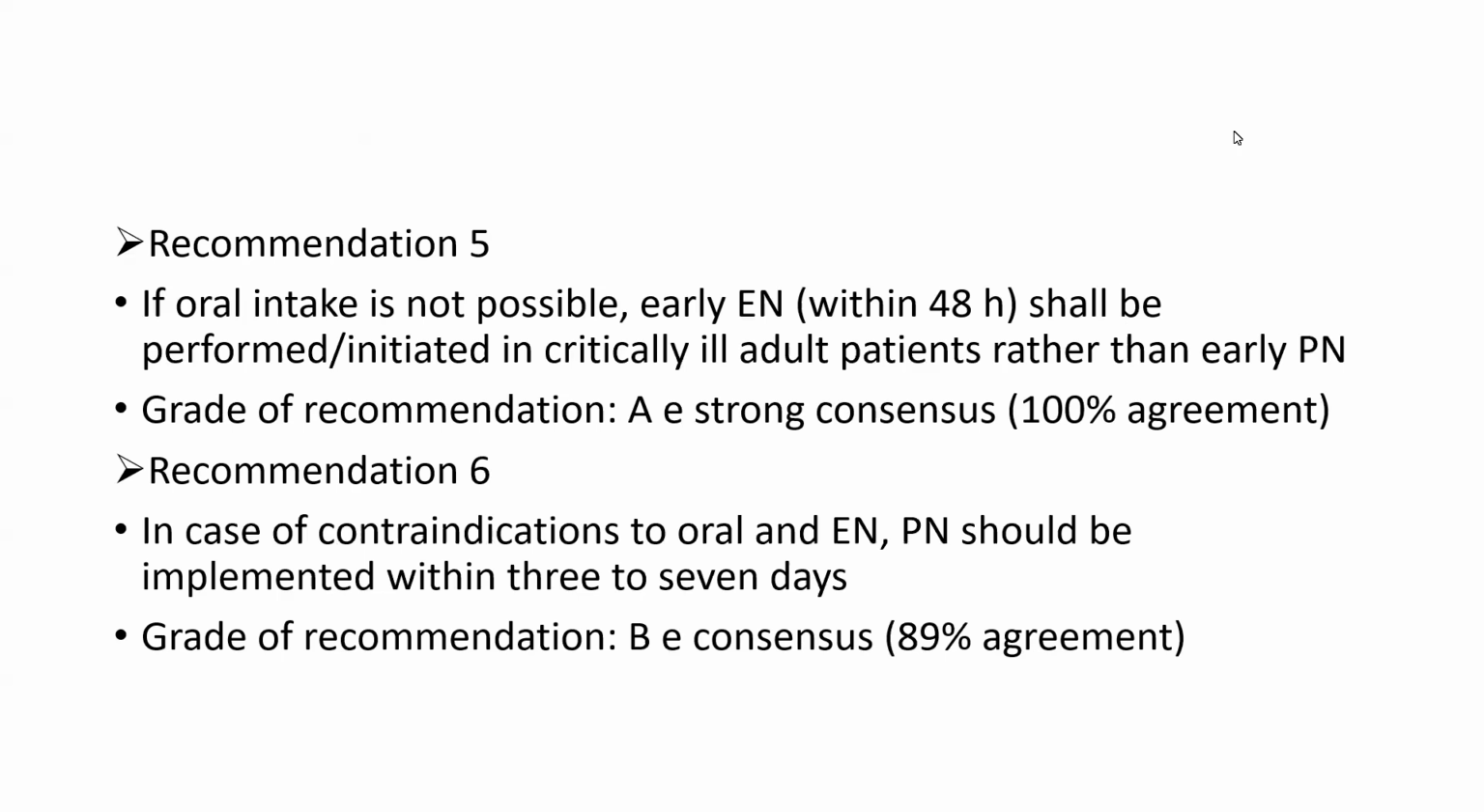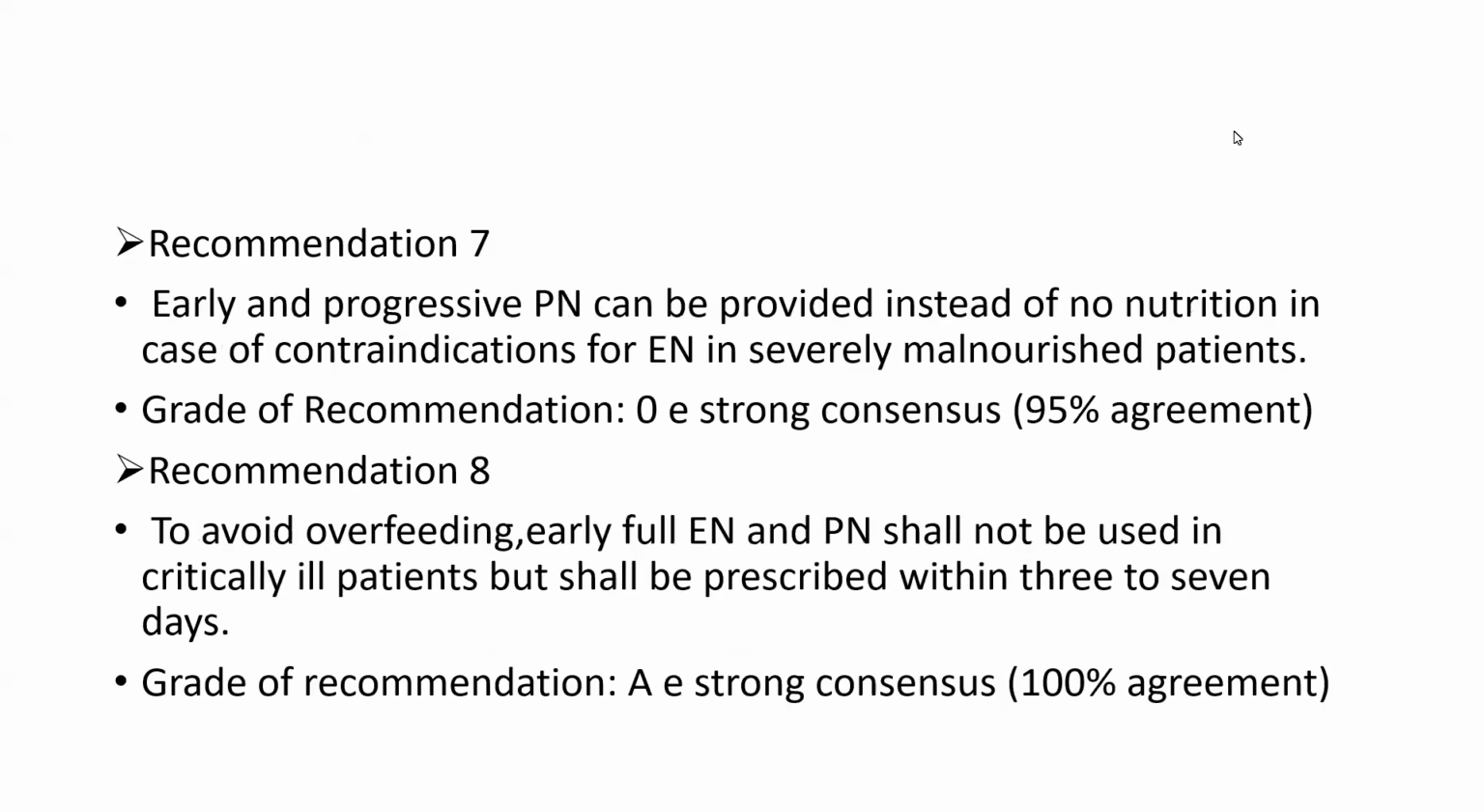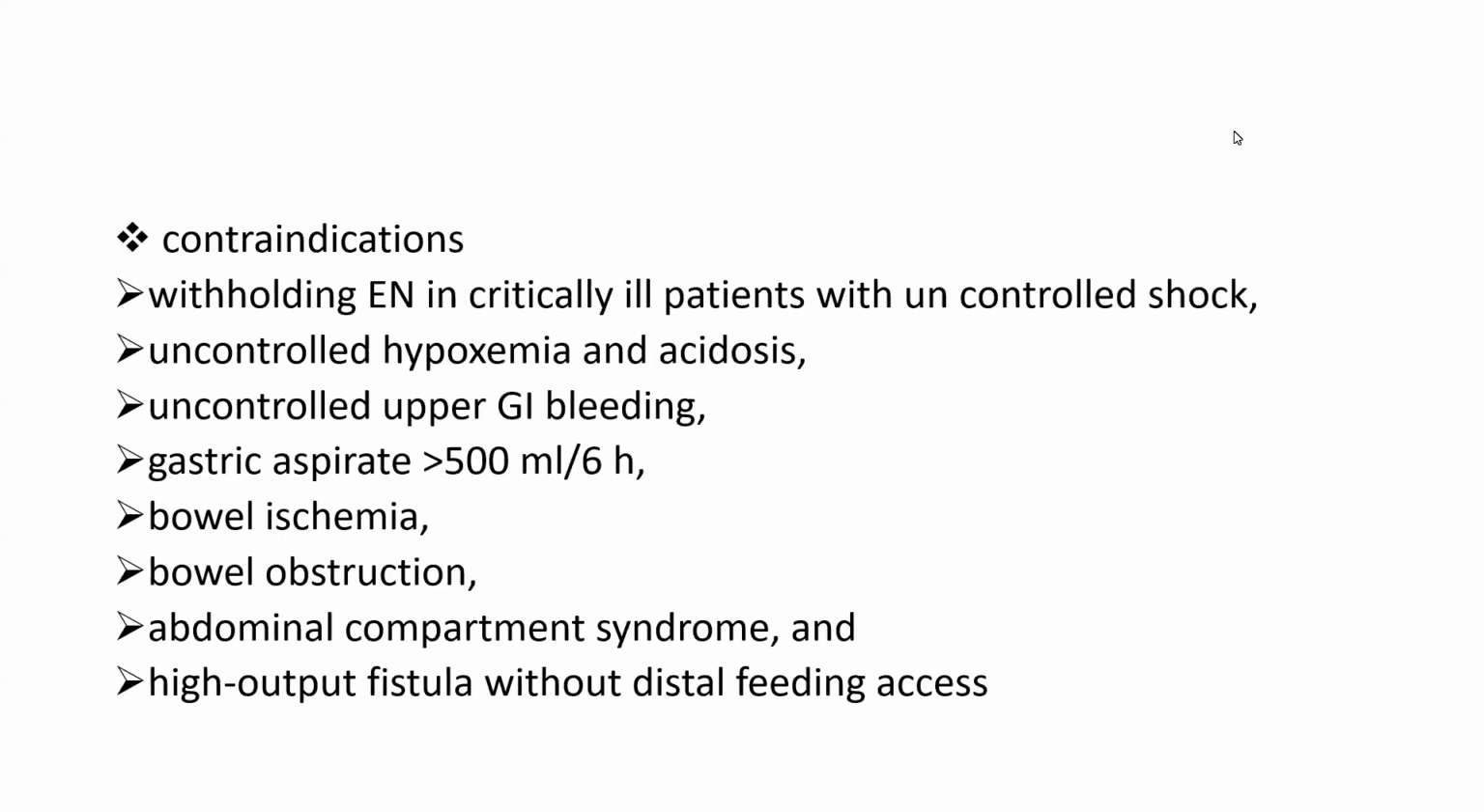In case of contraindications to oral or enteral nutrition, parenteral nutrition should be implemented within 3 to 7 days. Early and progressive parenteral nutrition can be provided instead of no nutrition in case of contraindications for enteral nutrition in severely malnourished patients. To avoid overfeeding, early enteral nutrition and parenteral nutrition shall not be used at full dose in critically ill patients but shall be prescribed progressively within 3 to 7 days.